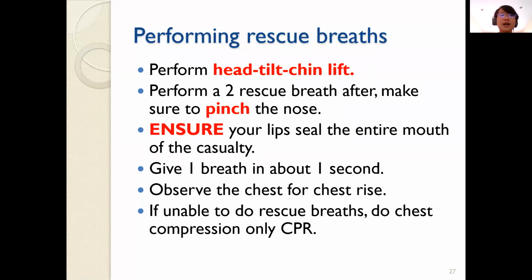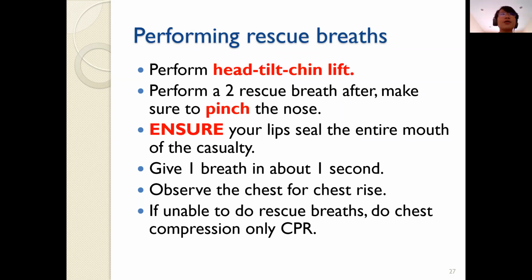So it's okay if you're unable to give rescue breaths because you are unsure about the person's disease status, whether he is infectious, does he have COVID, does he have certain transmissible, communicable diseases. If you're not sure and you're unwilling to give rescue breaths, don't worry about it. It's fine, justified. Just do chest compression, and that's what we call chest compression only CPR. It's okay to opt out of rescue breaths.